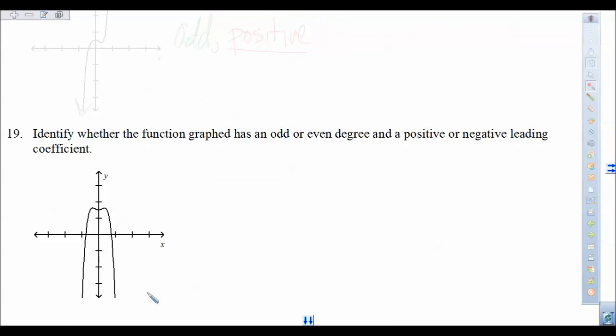So when we look at this problem here, notice that because the arrows both go down, the degree has to be even because they're going in the same direction. Secondly, notice that the right arrow goes down, so the leading coefficient had to be negative.